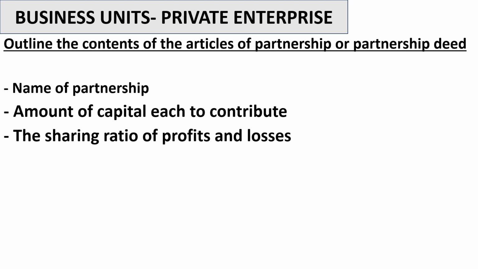Also, the sharing ratio of profits and losses is indicated in that document. Because it's not always that you contribute 50-50, so even the profit or the losses, you cannot always share 50-50. You have to agree on the sharing ratio. When you have made a profit of 100 kwacha, how much are you going to get, how much am I going to get? All that has to be documented.